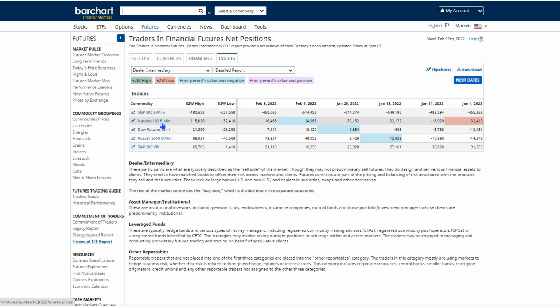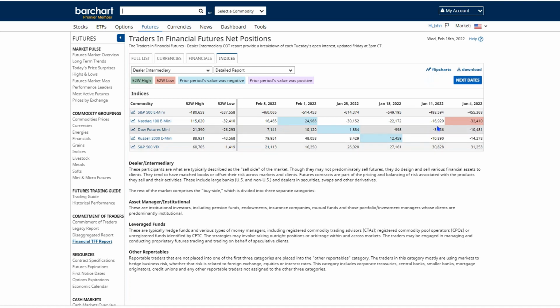And here's the NASDAQ 100. I wanted to show you that on January 4th, notice that we have a 52-week low, an extreme position, a negative 32 in our dealer intermediaries. Again, those are our large Wall Street type banks. So our Wall Streeters are telling us what? They're getting short. They're telling us that they believe that the price of the NASDAQ is relatively too high.